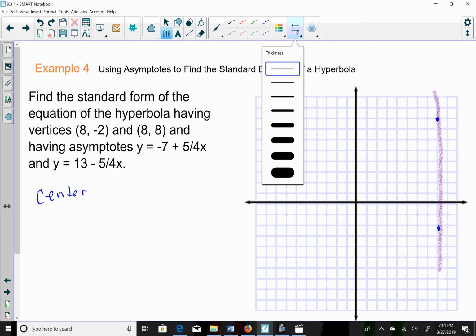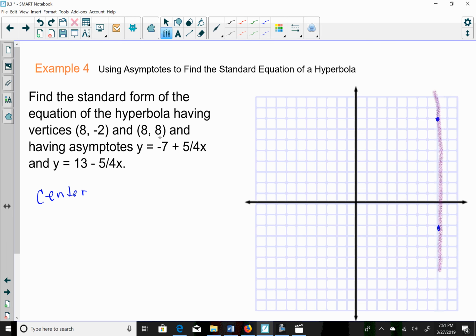So when I find the center, I'm going to find the midpoint between those two points. So I'm just going to find the average. This 8 is going to stay the same, the x is going to stay the same. So to find the center, I'm going to take -2 plus 8 divided by 2. So I have 6 divided by 2, and I get 3. So my center is going to be 8, 3.